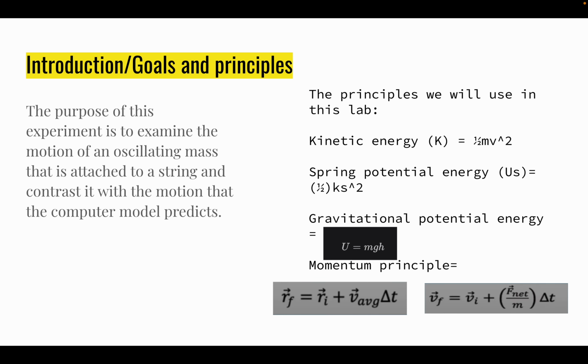The Introduction, Goals, and Principles. The purpose of this experiment is to examine the motion of an oscillating mass that is attached to a spring and contrast it with the motion that the computer model predicts on GlowScript. The principles we will use in this lab are kinetic energy, spring potential energy, gravitational potential energy, and the momentum principle.